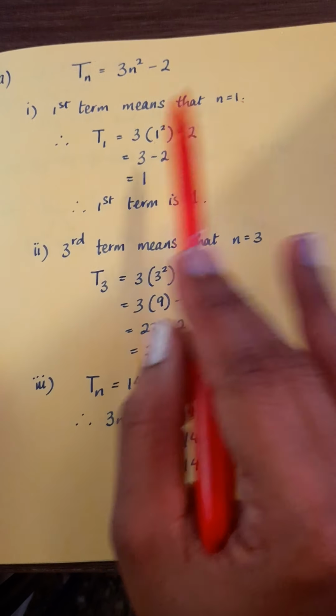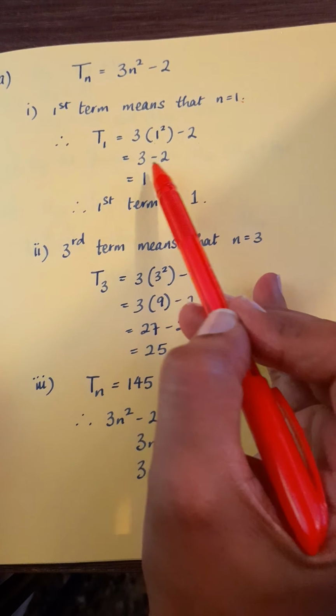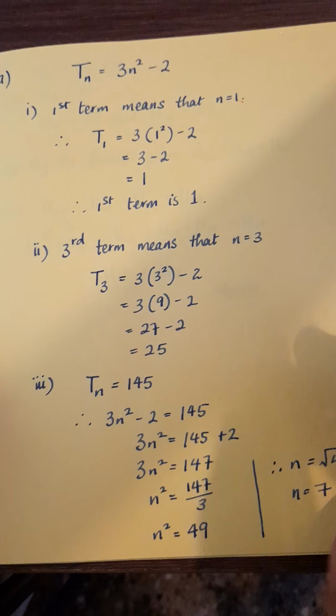You can either put that in your calculator or just do it in your head, because 1 squared is 1, 3 by 1 is 3, 3 minus 2 is 1. So our first term is 1. It is shown. 1 mark.